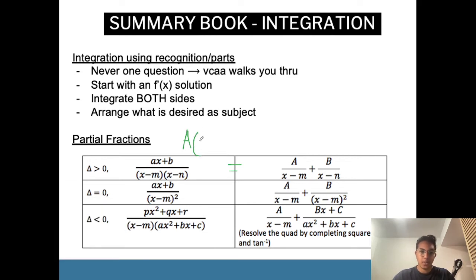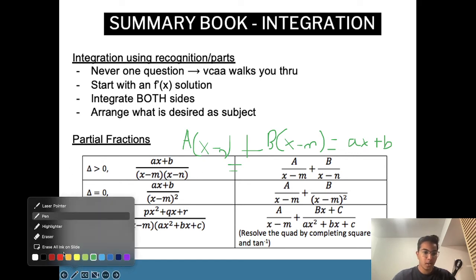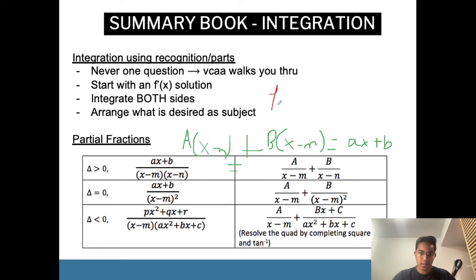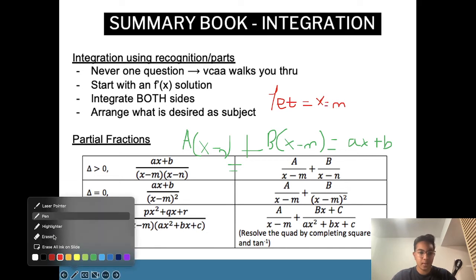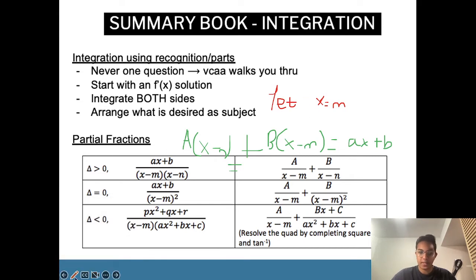Okay, sorry. So we'll have x minus n here, plus x minus m, and that's going to be equal to ax plus b. Okay, cool. Once you have this equation set up with your partial fractions, what you can do is sub in, so you can say let x equal something like m. So let x equal m. I realize I have the equal sign in the wrong bit. So you want to say let x equals m, right?